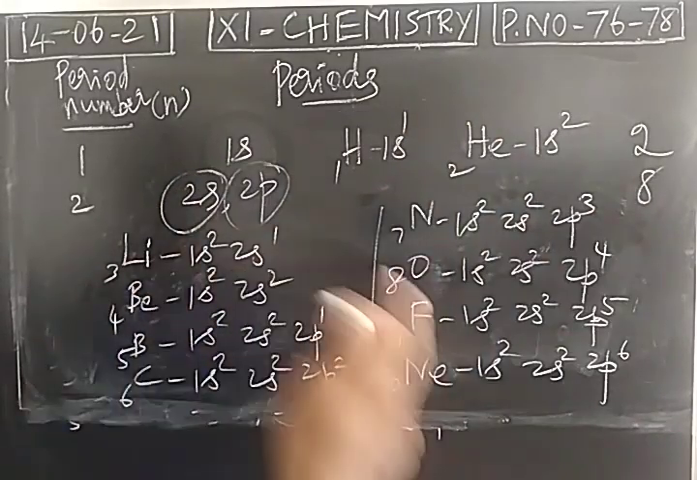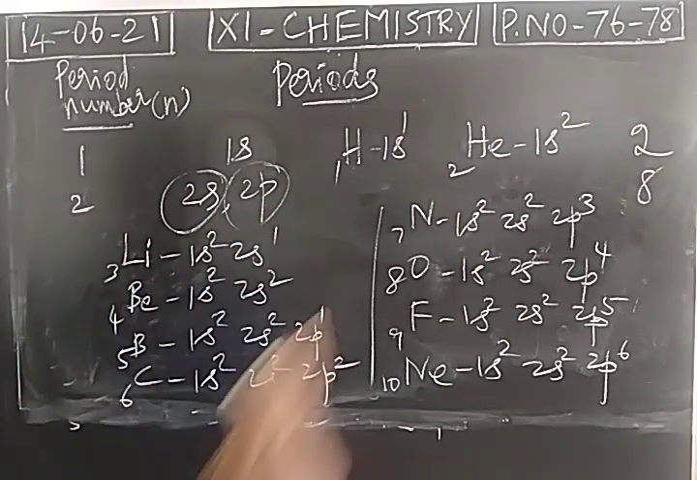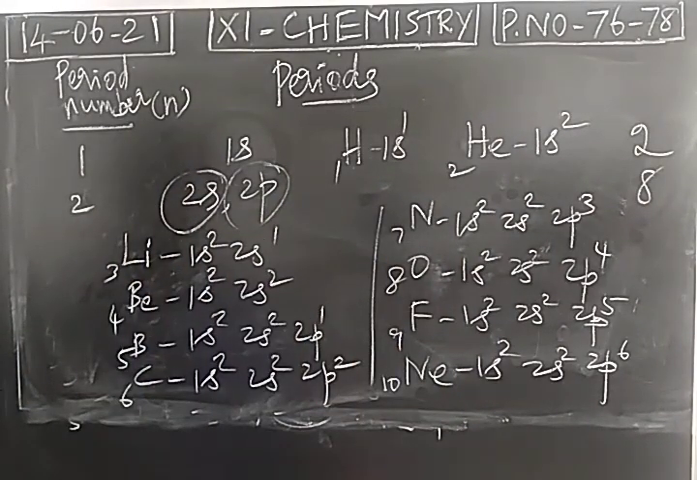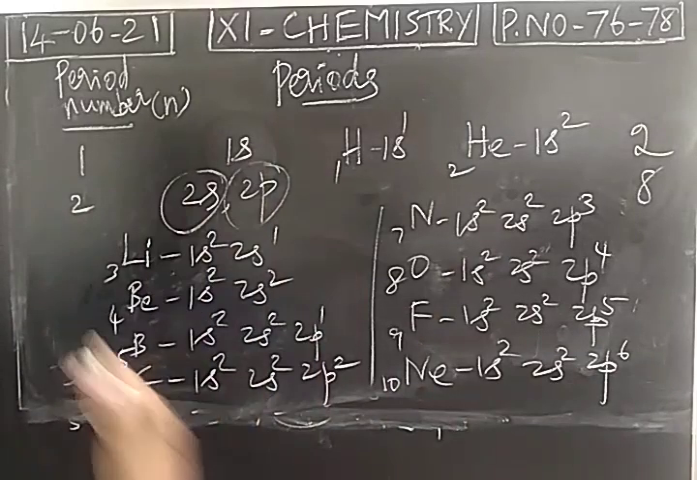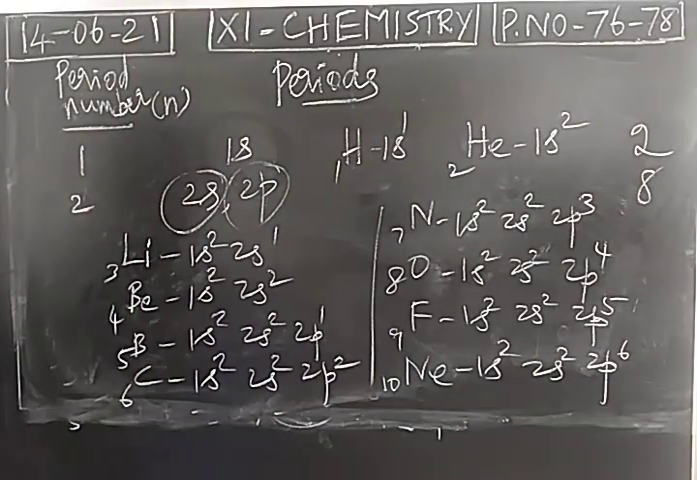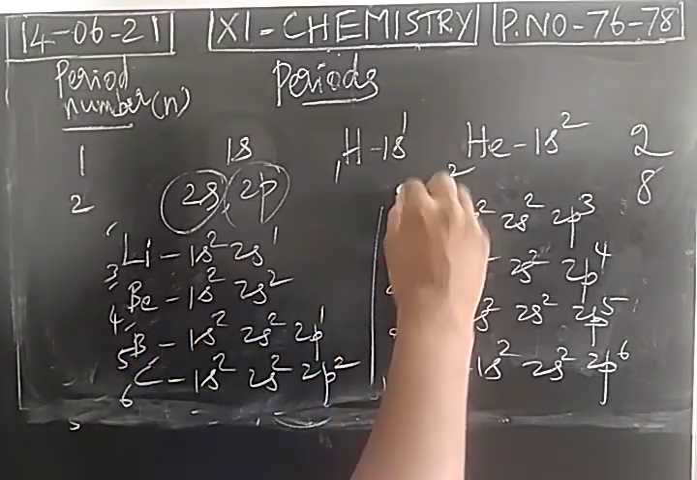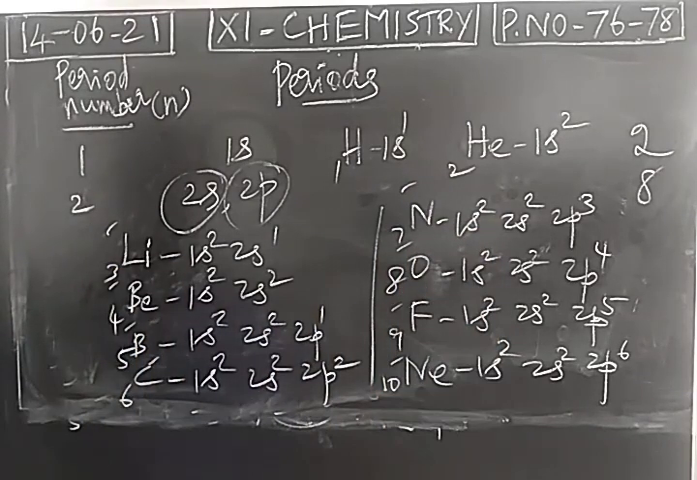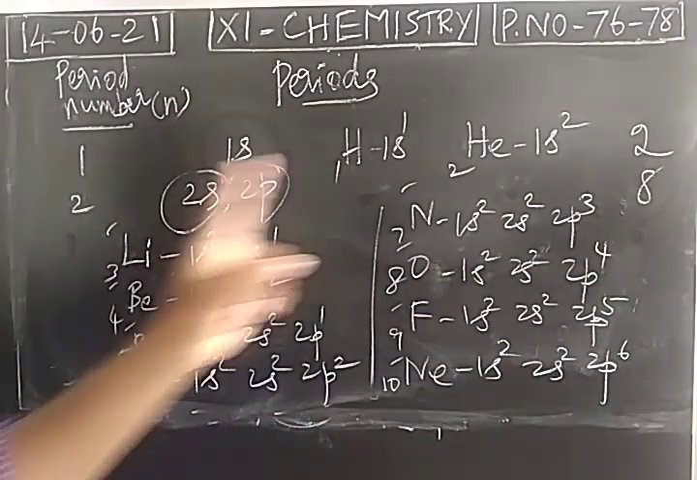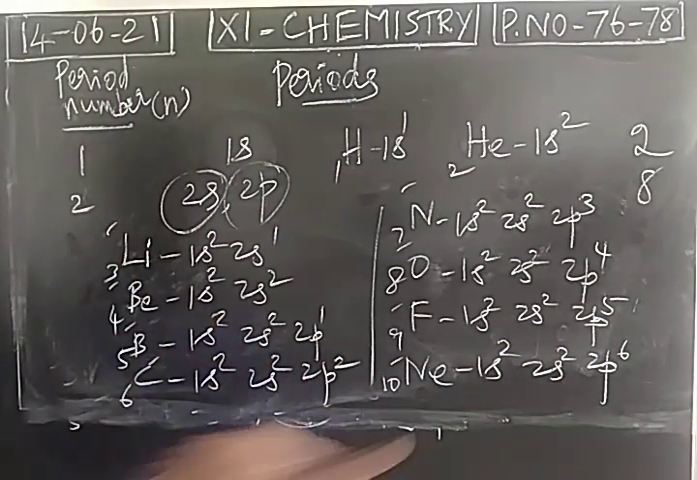So how many electrons can be placed in the second cell? 8 electrons can be placed, so 8 elements are placed in the second period. What are the 8 elements? Lithium, beryllium, boron, carbon, nitrogen, oxygen, fluorine, neon. In the modern periodic table, the second period has 8 elements from lithium to neon.